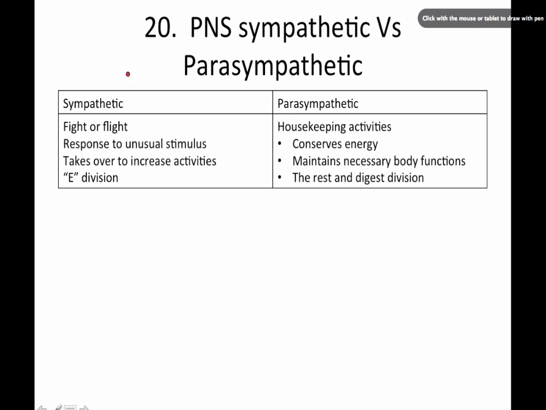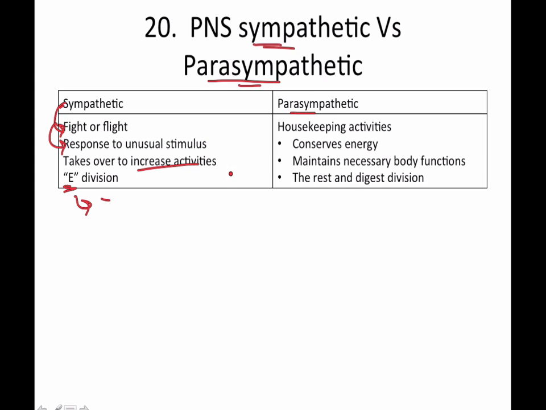Next, this section goes through the differences between the sympathetic nervous system and the parasympathetic. We're still in the autonomic nervous system, and remember, the autonomic is divided into the sympathetic and parasympathetic. Sympathetic deals with fight or flight. It's our response to unusual stimuli, and it takes over to increase activities. It's the E division. Remember, we had emergencies, excitement, and exercise.